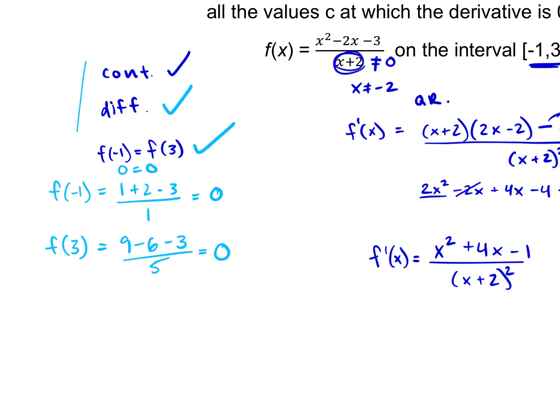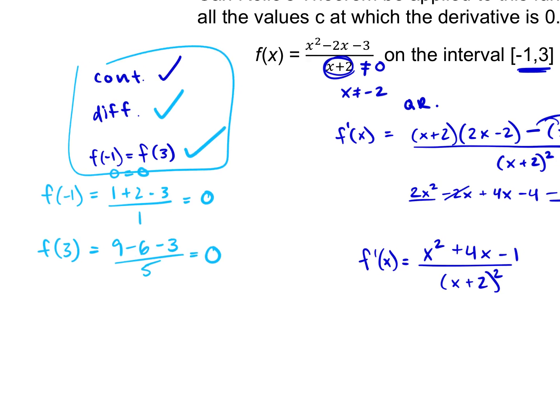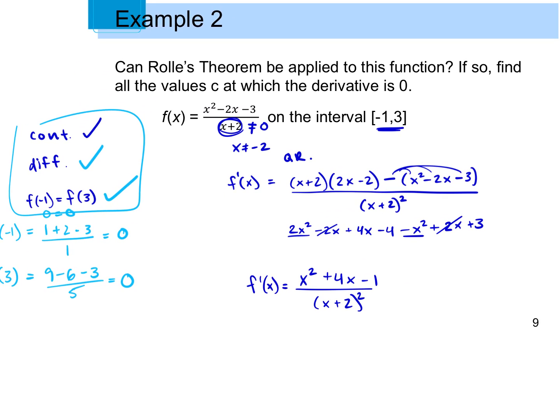So all three conditions are met. We can use Rolle's theorem. That was the first part of this question. Can Rolle's theorem be applied to this function? Yes. If so, find all the values of c at which the derivative is 0. What would we do next?